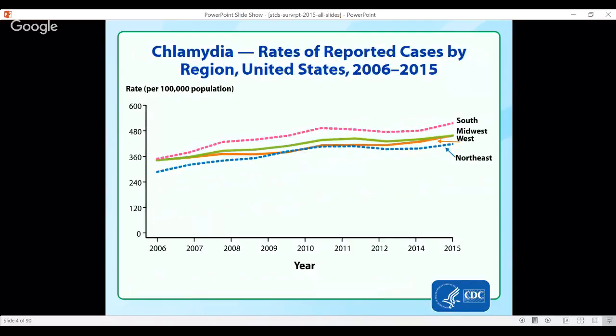This is the same thing, so we're looking at trends here, from 2006 to 2015. What you can see is that the southern United States has the highest rates of reported cases. This is a trend that's pretty consistent no matter what the disease is. The southern states are poorer, and as a result we see higher disease burden in southern states. You can see the Northeast, which is where the New York data is, is much lower than the other regions of reported cases.